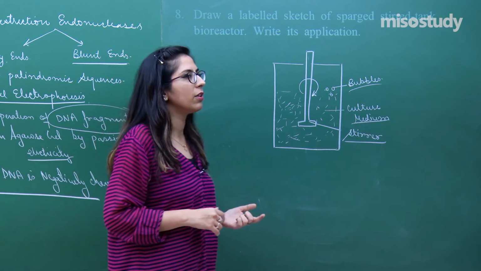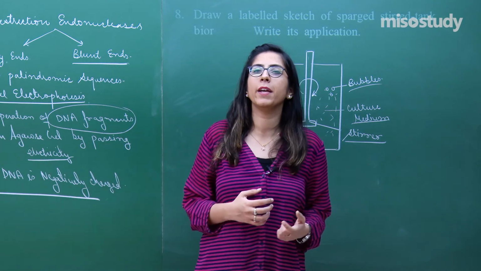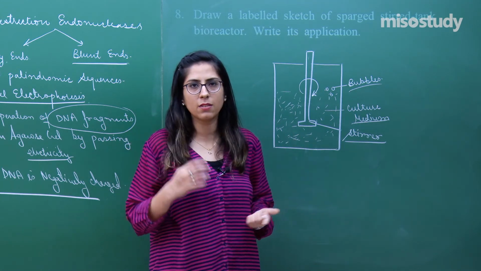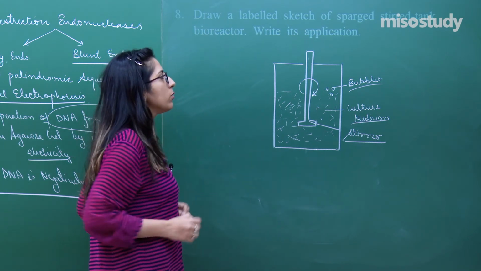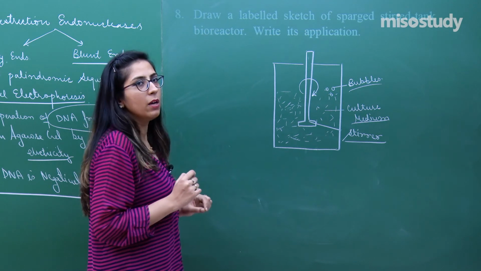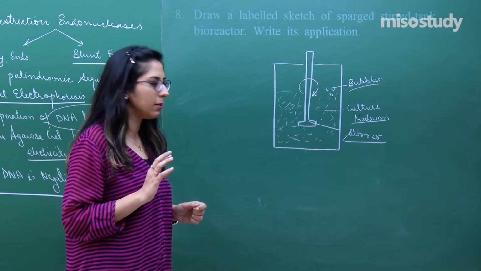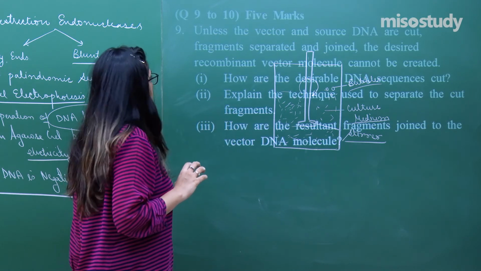For the preparation of drugs, and for the preparation of foods which are rich in proteins, carbohydrates and different things, they are produced in the bioreactor only. So this is the main use of this bioreactor. So, a well labeled diagram, what is the use of this diagram, what is the function of this bioreactor, what are the applications of this, you have to write separately. Rest, let's head towards the next question.